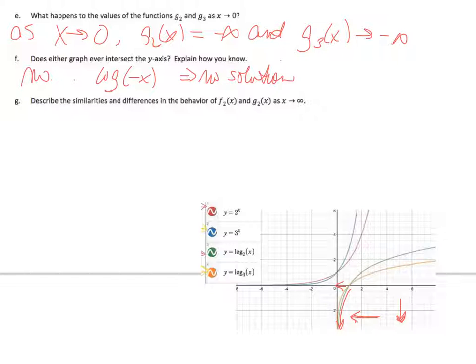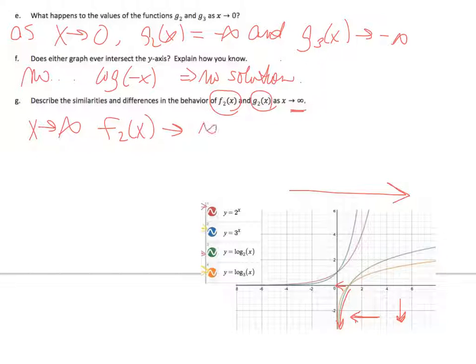Describe the similarities and the differences in the behavior of f2 of x and g2 of x as x approaches infinity. As x approaches infinity, f2 of x approaches infinity and, oh goodness, sorry, g2 of x also approaches infinity. Okay, you have both of them approaching infinity. That would be similarities.